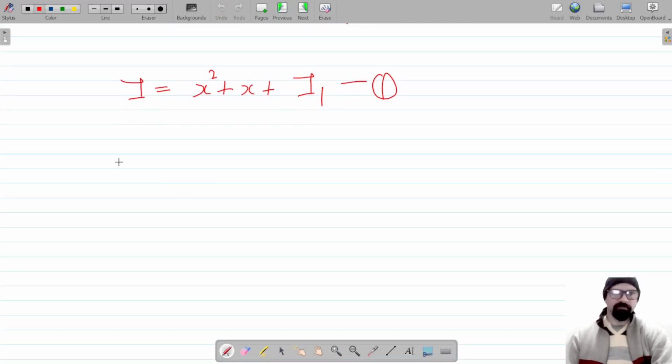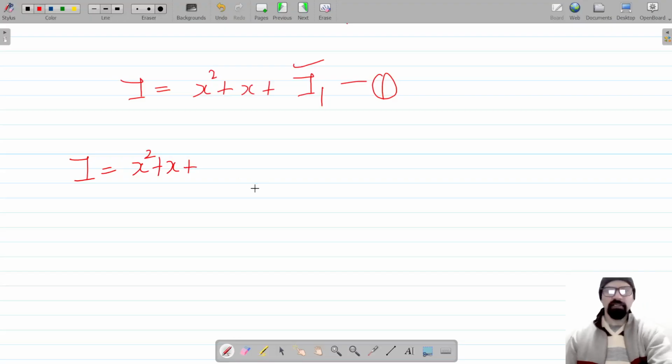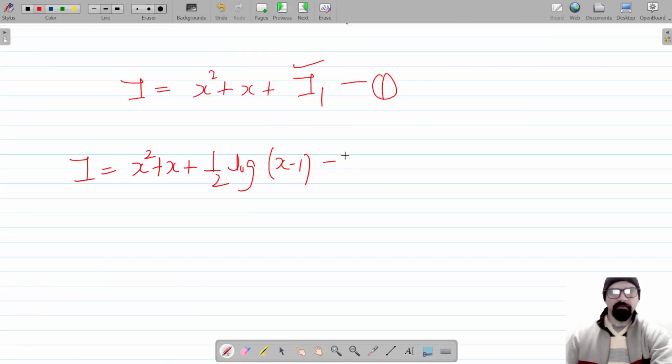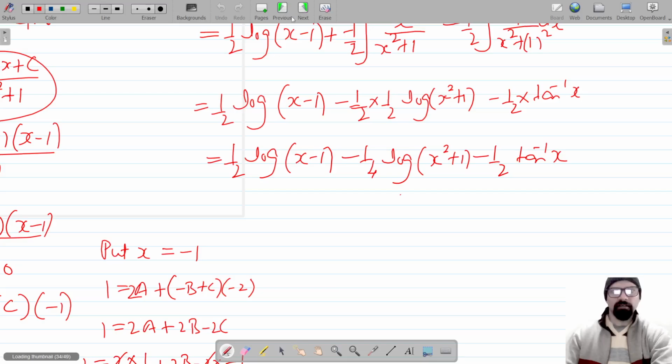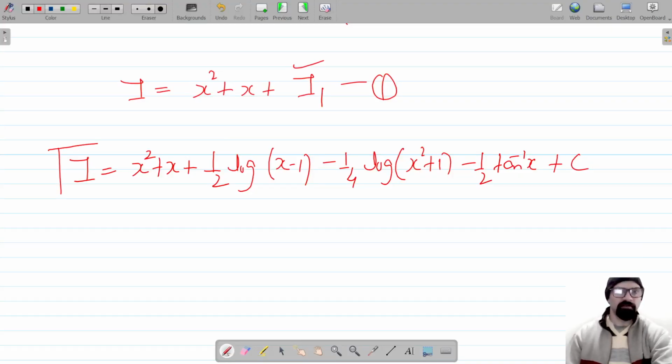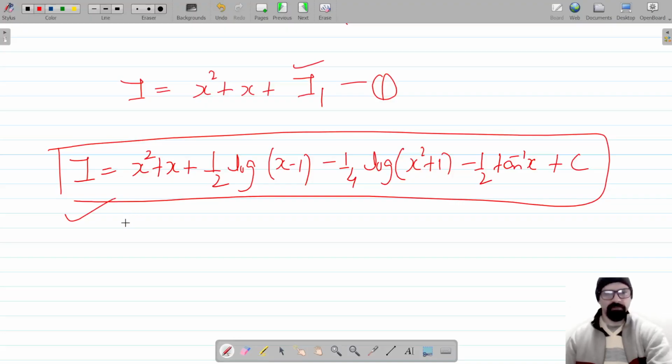Our integration finally becomes, let me replace the value of I1 here: x squared by 2 plus x plus, let me put in the value of I1, half log of x minus 1 minus 1 by 4 log of x squared plus 1 minus half tan inverse x plus C. So this is our integration. Question number 28, part B.